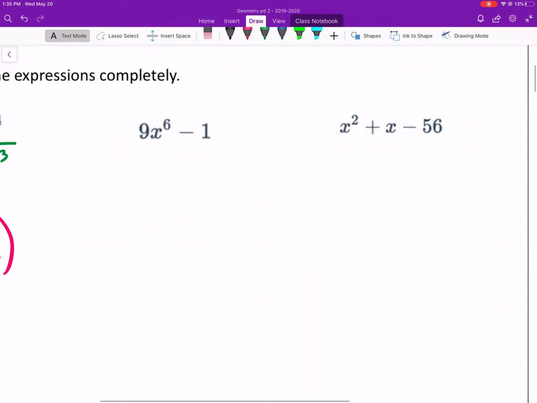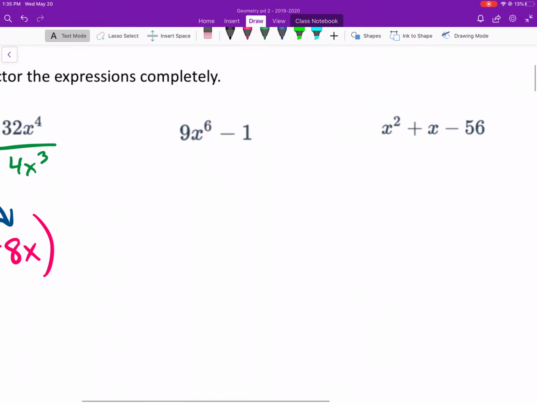All right. Next, we have an example of, there's no GCF. All right, we should think next is an example of difference of two squares, and it is because 9x to the sixth power is a perfect square, and so is 1. And you might be thinking, why is 1? Because 1 times 1, right, is 1. All right, 1 times itself.